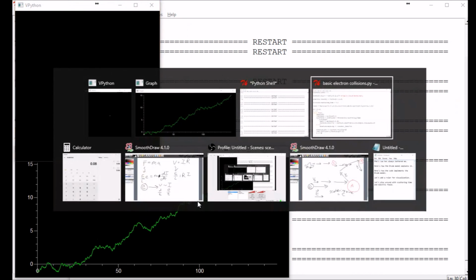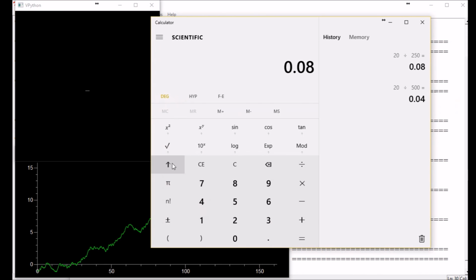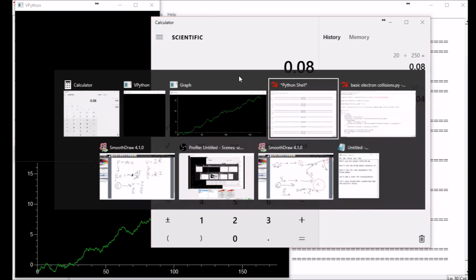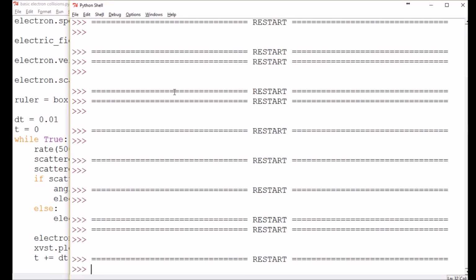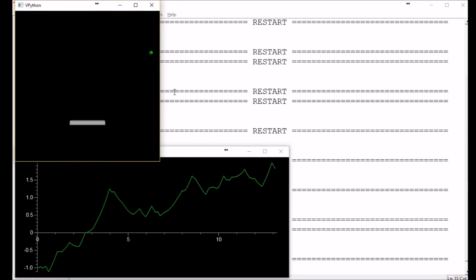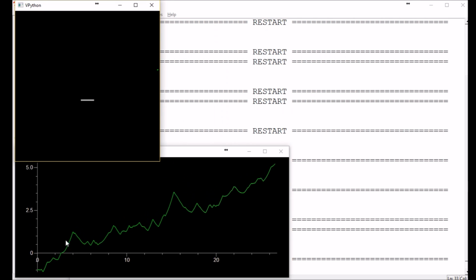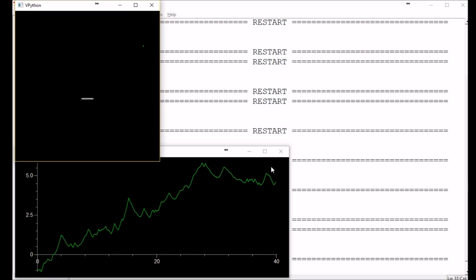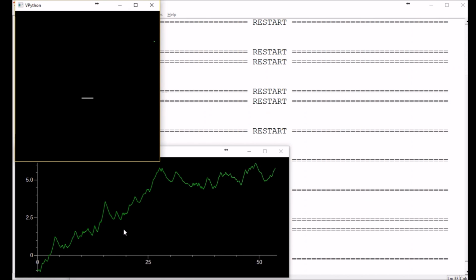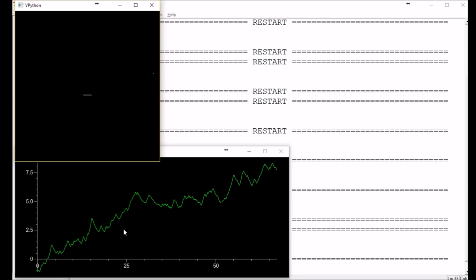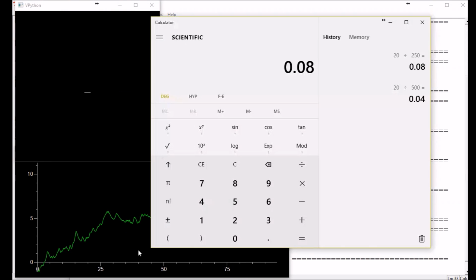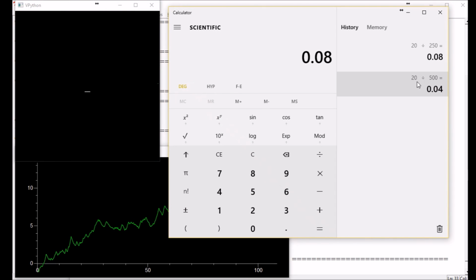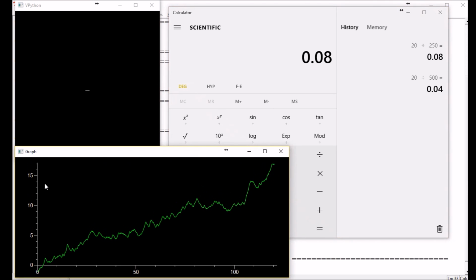Let's see what happens if we change our scattering time. So right now we've got a 0.08 speed. Let's see what happens if we double our scattering time. So we're going from 0.1 to 0.2. So scattering will happen twice as often now. And what I want to see is what that does to the speed. Is that going to cut it in half, or is that going to do something more nuanced with it, like cut it by a fourth or square root of 2 or something like that? So we'll let this go out for a little bit like we did before.